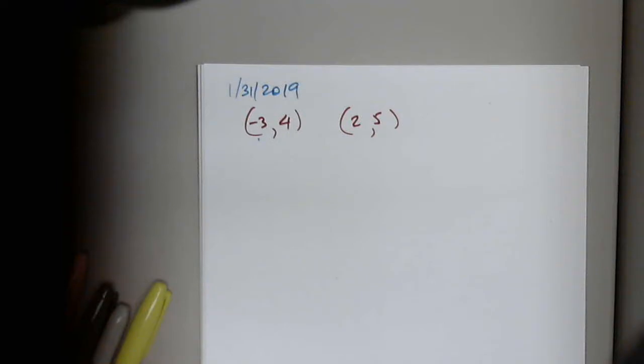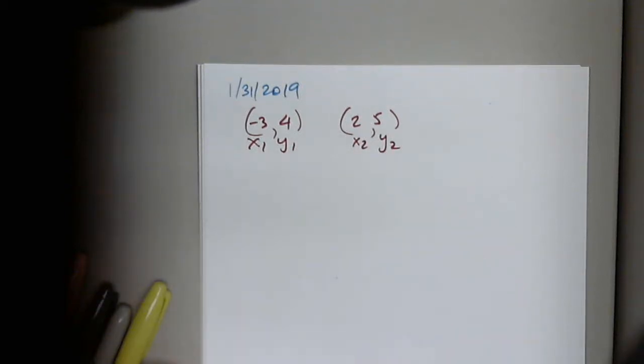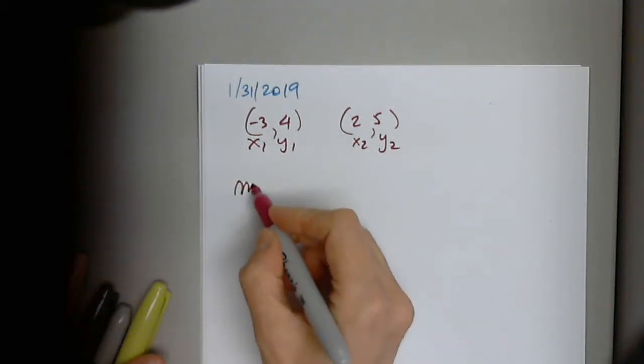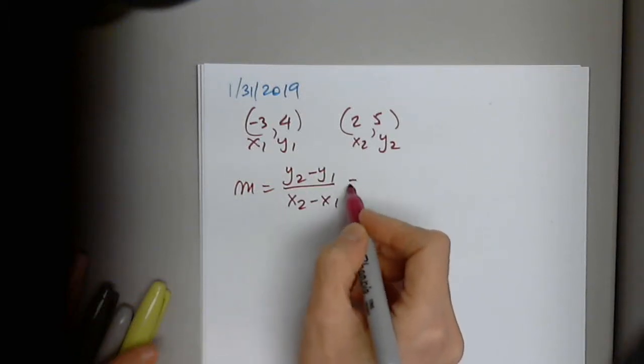Through these two. What do you remember that we need to do first when we're asked to find the equation of a line passing through 2 points? Yes, Brian? Determine slope. Yes, very good. So this is x1, y1, and this is x2, y2. So I will start with the slope, which is y2 minus y1 over x2 minus x1.